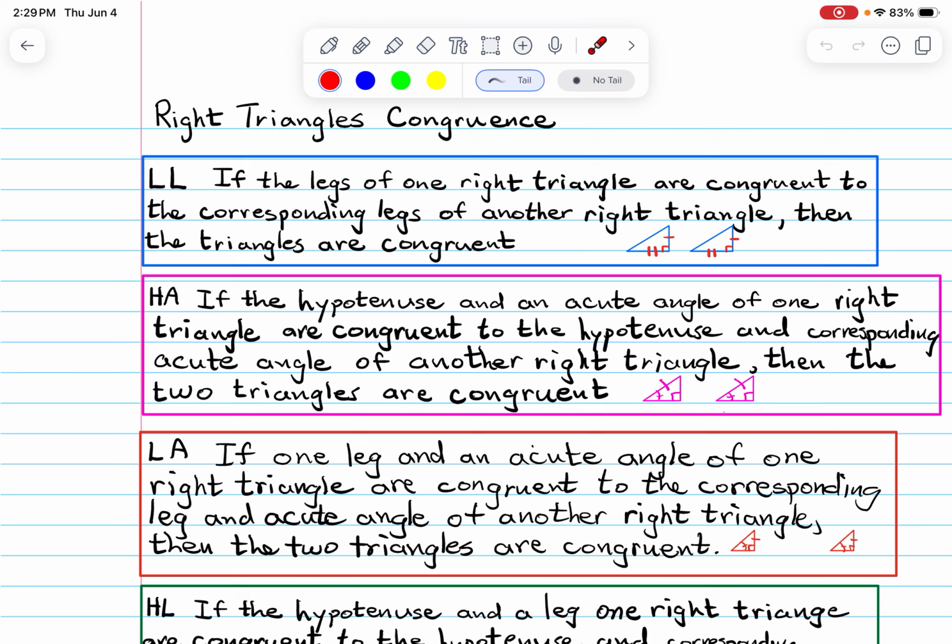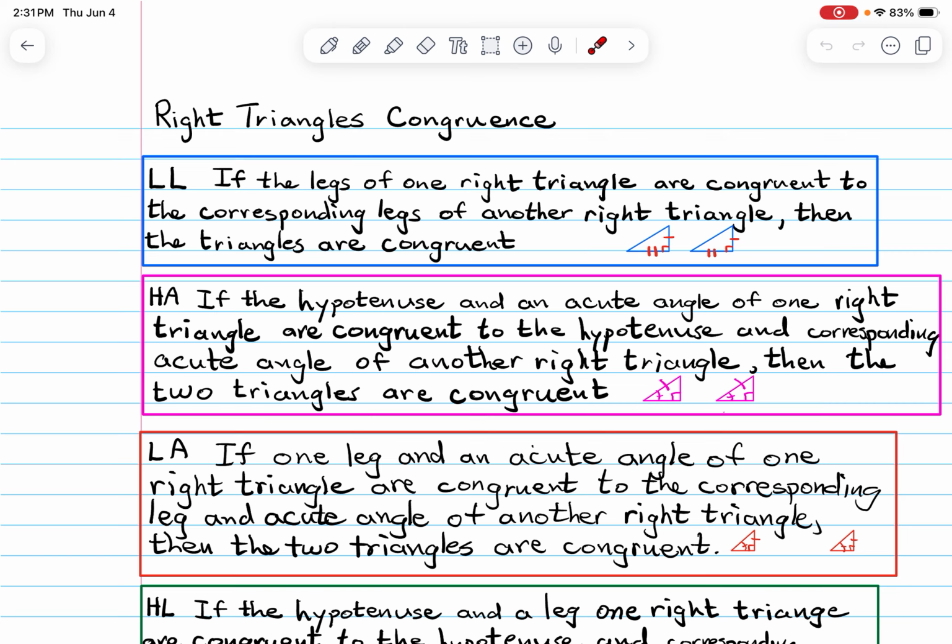Now, hypotenuse angle. If the hypotenuse and an acute angle of one right triangle are congruent to the hypotenuse and the corresponding acute angle of another right triangle, then the two triangles are congruent. So there you have a situation like this where you have an angle and the hypotenuse here. And of course, that kind of reminds me of angle, side, because you have an angle here, and then you have a side. So hypotenuse, angle.